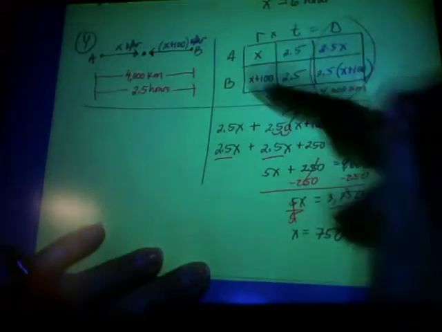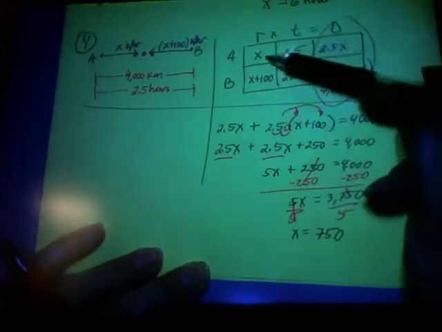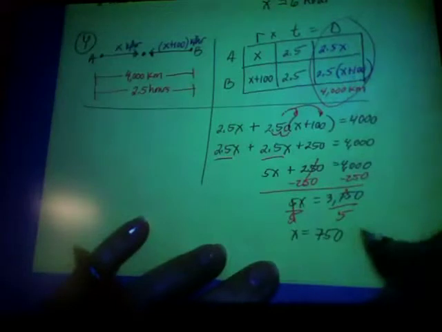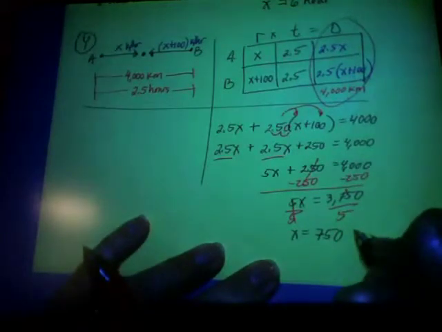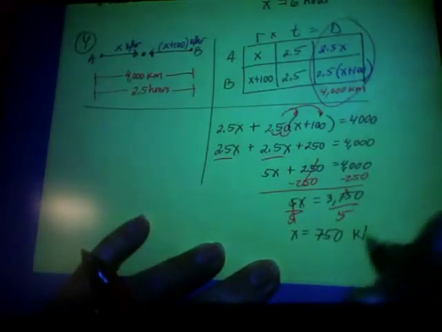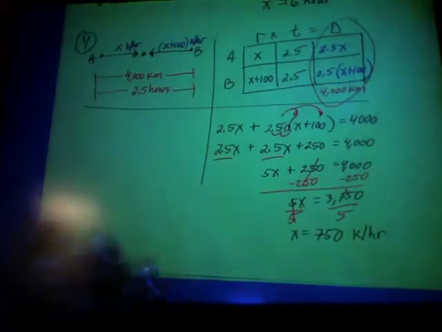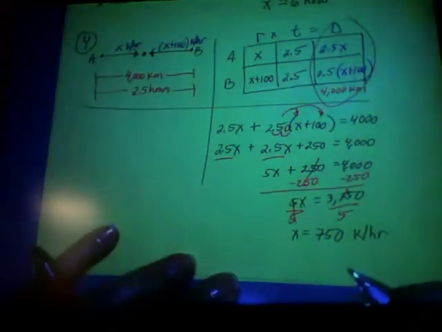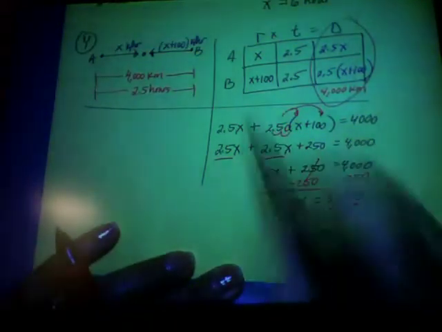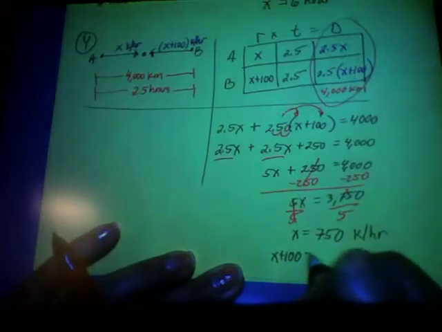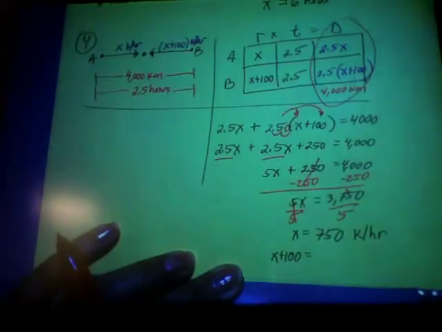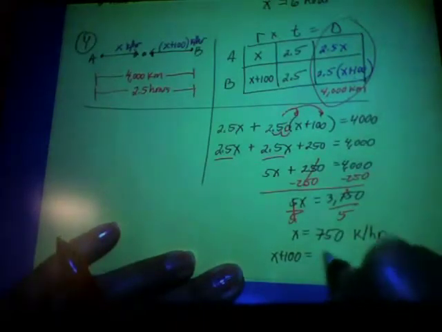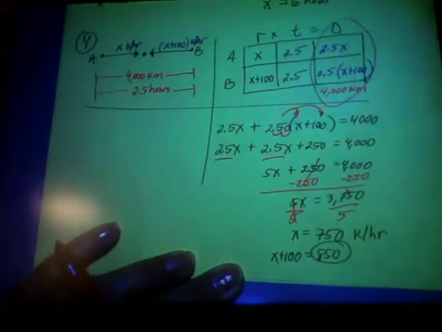What does x represent? Rate. And rate is in what units of measure? Kilometers per hour. Now the question asks, what is the rate of the faster jet? Is x the faster jet? No. x plus 100 is the faster jet. So what is x plus 100? What's this plus 100? 850. So that's the answer that we want.